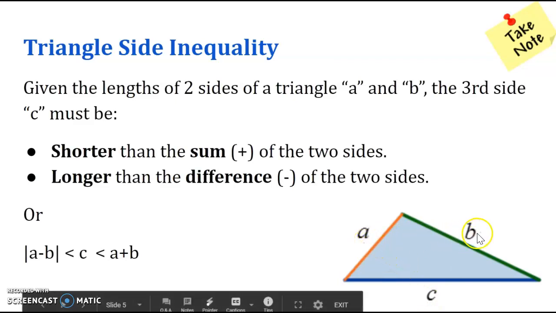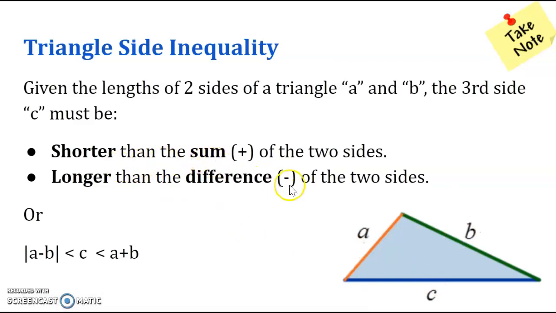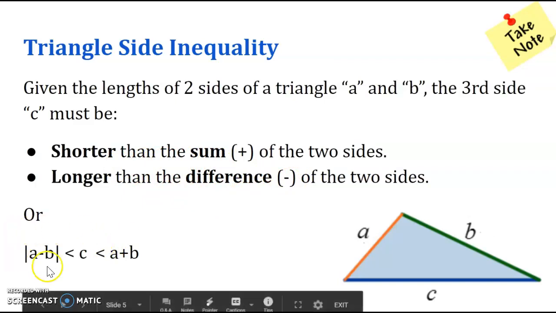bigger than the difference between B and A. What is the difference? 10 and 7 was 3, but it had to be bigger than 3. So it had to be shorter than the sum of the two sides but longer than the difference of the two sides. Or algebraically you could represent that as C has to be smaller than 10 plus 7, A plus B, but bigger than the difference.